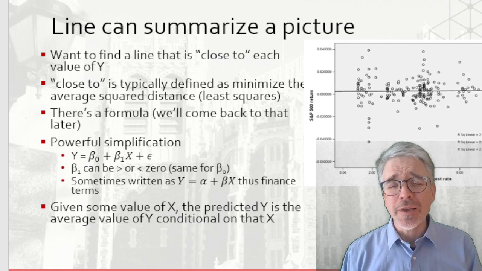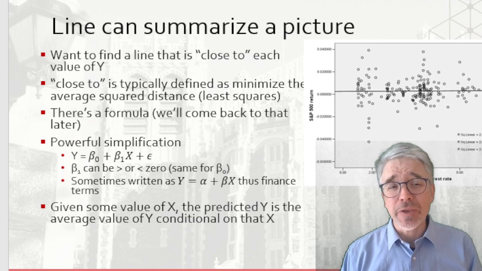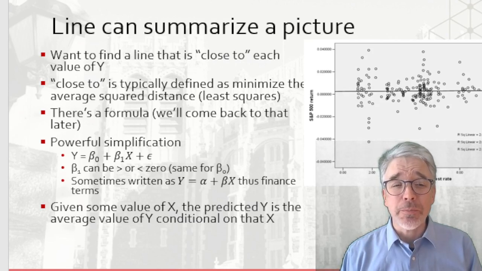First ask, well, why is this useful? It is a very powerful simplification. If I say y is some value, beta naught plus beta 1 times x plus epsilon, then if that epsilon is small, then I'm taking that whole collection of data, all those dots, all that stuff going on in the picture, and reducing it down to just beta naught and beta 1. Just two values.